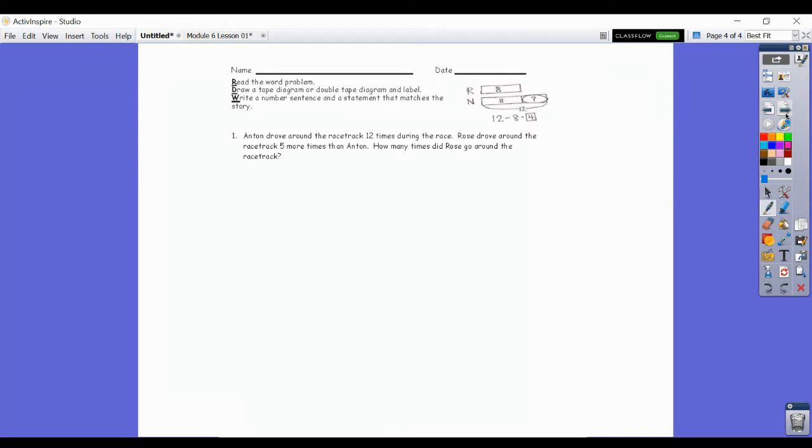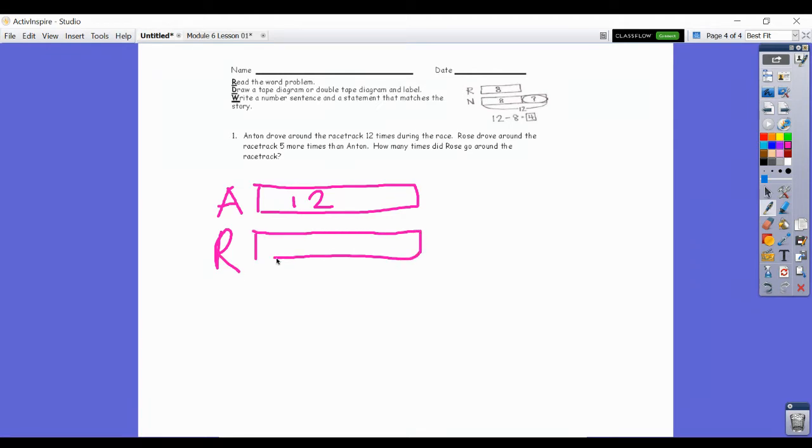So we know that Anton drove around the racetrack 12 times. So we can go ahead and draw that. So we can label that as A. And he drove around the track 12 times. So Rose, she drove around the racetrack 5 more times than Anton. So Rose drove around 12 times, but she also drove around 5 more. So we can label this tape as 12, but we need to extend it a little bit to say that this was 5 more times.